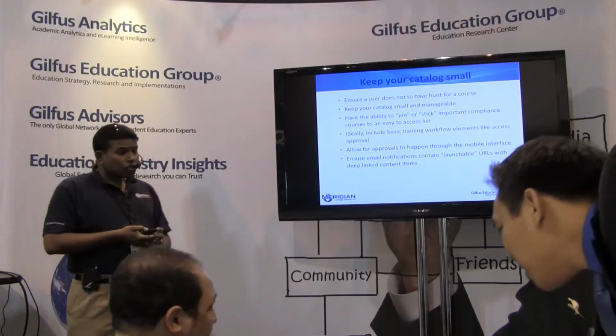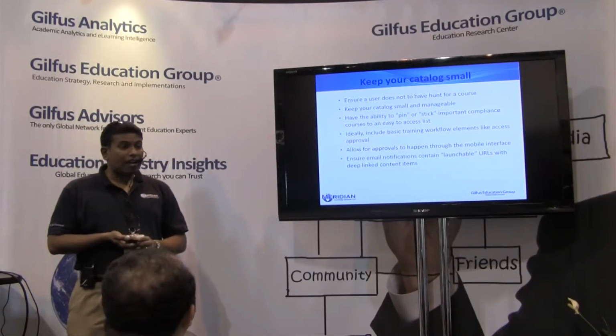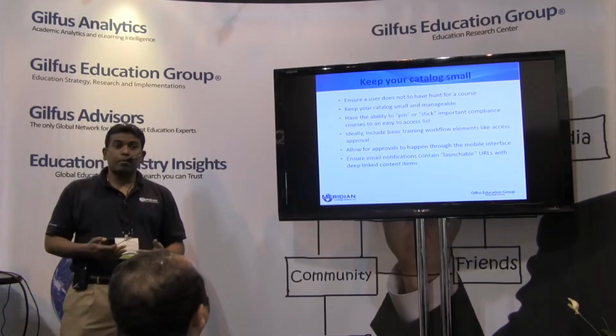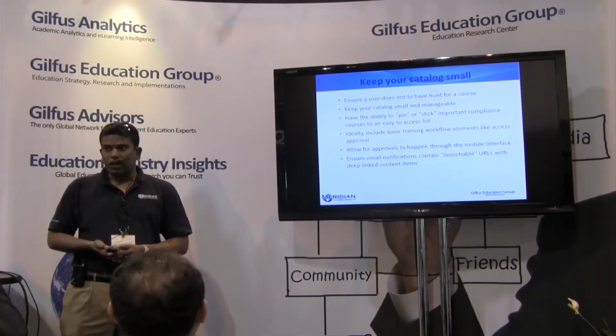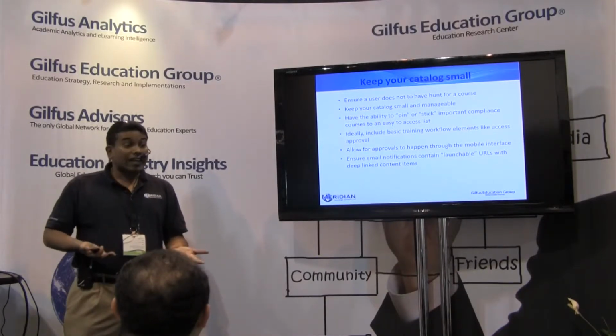So keep your catalog small. It's highly relevant that a user does not have to hunt for a course within a mobile catalog. It's very important that a user should be able to get to that course as quickly as possible, not load through 600 courses or a 700-course catalog, and get confused.